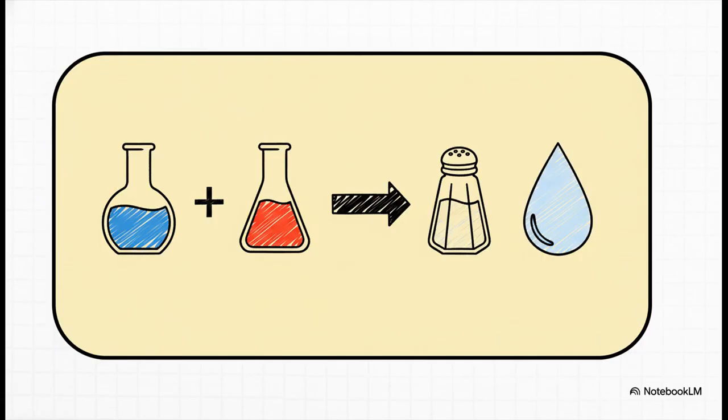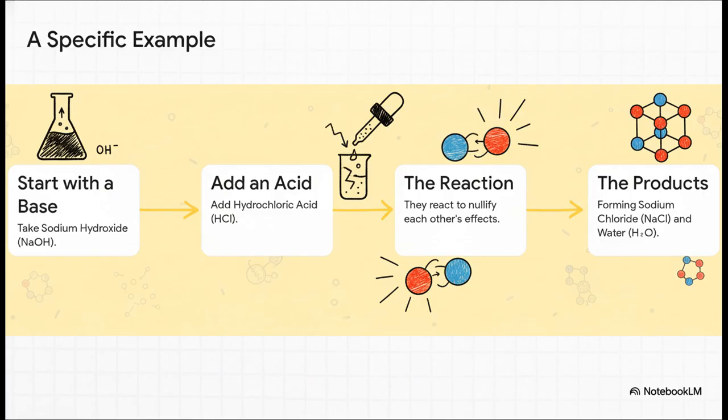You can see on this slide the general formula for this reaction. It's quite simple. A base plus an acid reacts to give you two products, a salt and water. This is the standard outcome for any neutralization reaction. Let's break this down with a specific example. For our base, we'll take sodium hydroxide, that is NaOH, and for our acid, we'll use hydrochloric acid, HCl. When they react, they nullify each other's effects. And what are the products? We get sodium chloride, NaCl, and of course, water, H2O.